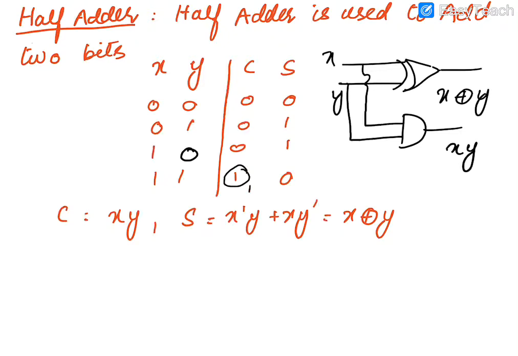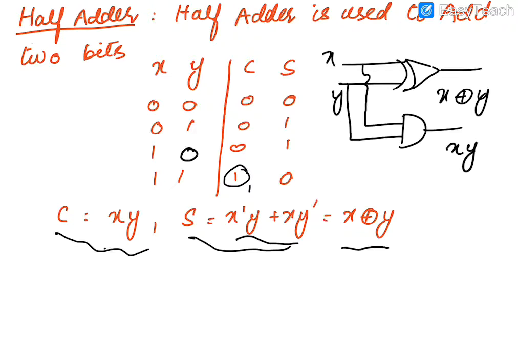For the next step, we will write the simplified expression for c and s, for carry and sum. From this table we can directly write the expressions. c is equal to x into y, and s is equal to x prime y plus x y prime. This is basically the XOR logic, or simply the XOR of x and y.